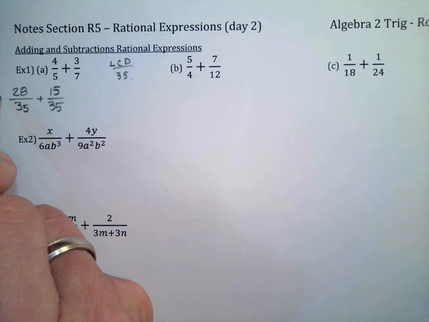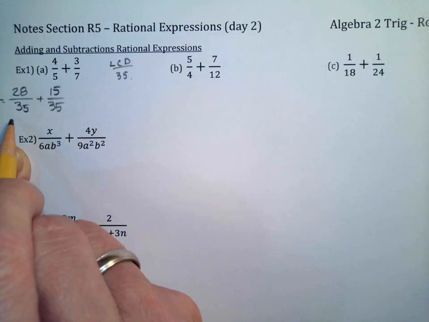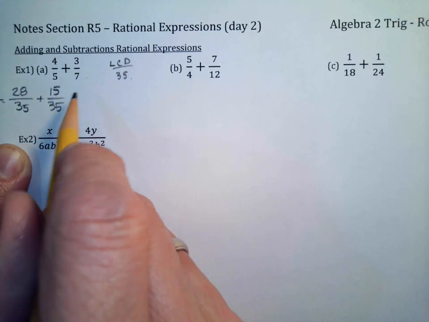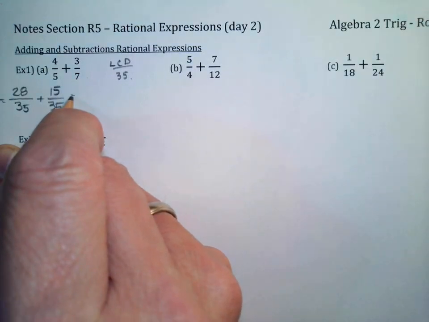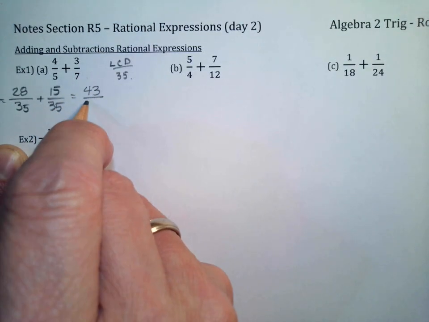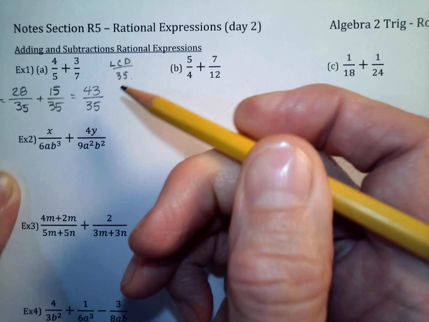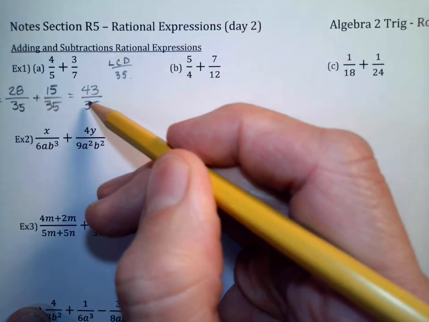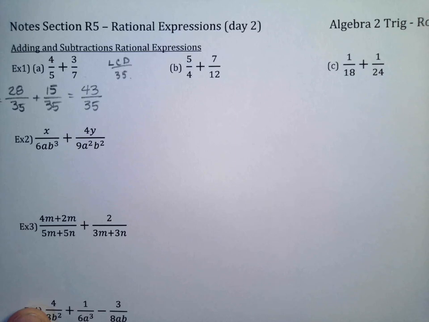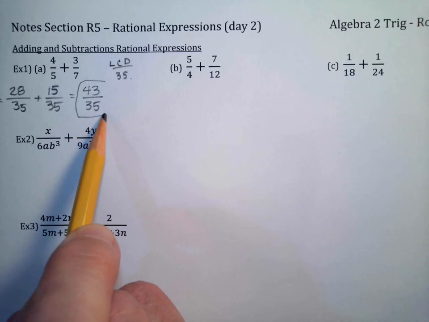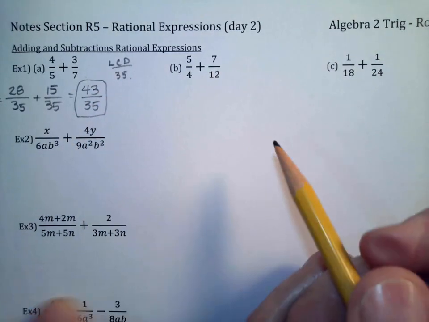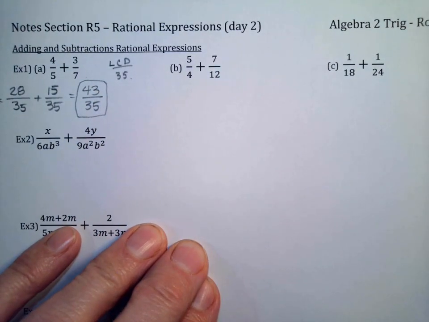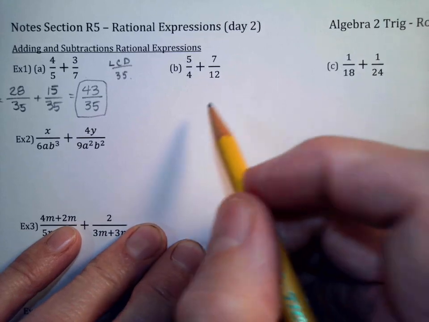And now I'm simply going to add the numerators because the denominators are the same. So that gives me 43 over 35. And then at this point, we would reduce this if possible. 43 is prime, though, so no, there's not going to be any numbers that divide both into 43 and 35. All right, so this would be our final answer. But getting an LCD is kind of the first step. So in this part B, what is the LCD?